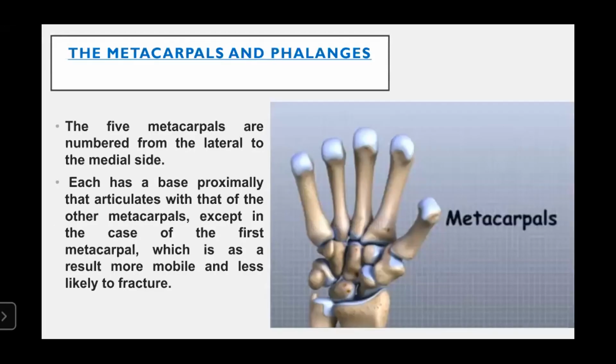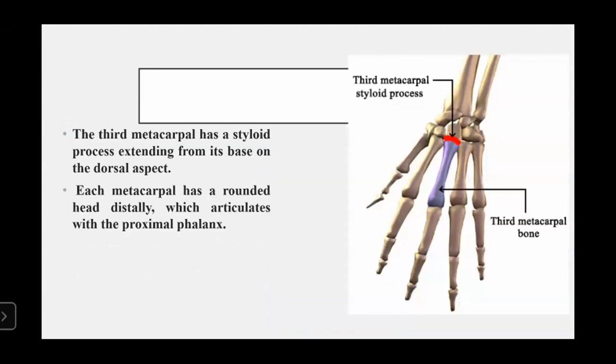Metacarpal bones, 5 in number, numbered from the lateral to the medial, first to the fifth, have a distal head, shaft, and proximal base that articulate with the carpal bones and with each other, except for the first one, which does not articulate with the second metacarpal bone. That gives the thumb free movement and makes it less likely to be fractured. On the dorsal aspect of the base of the third metacarpal bone, we have a styloid process.